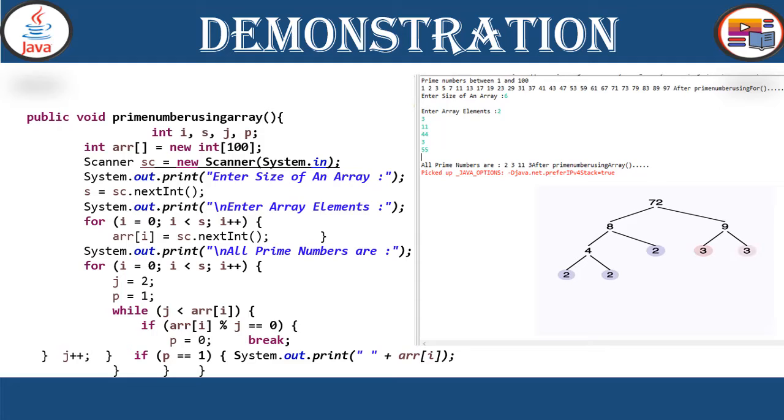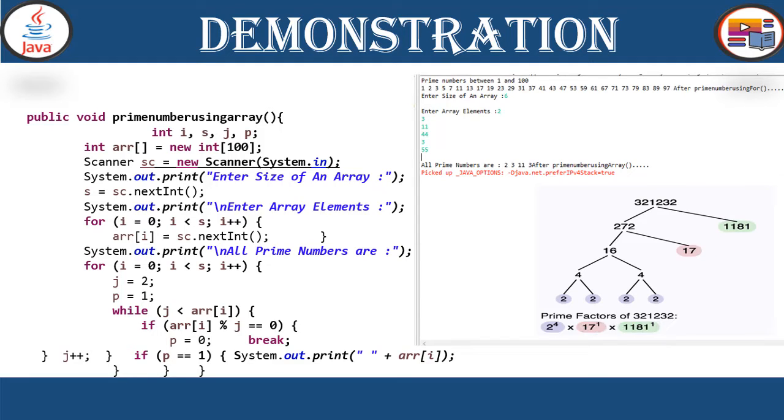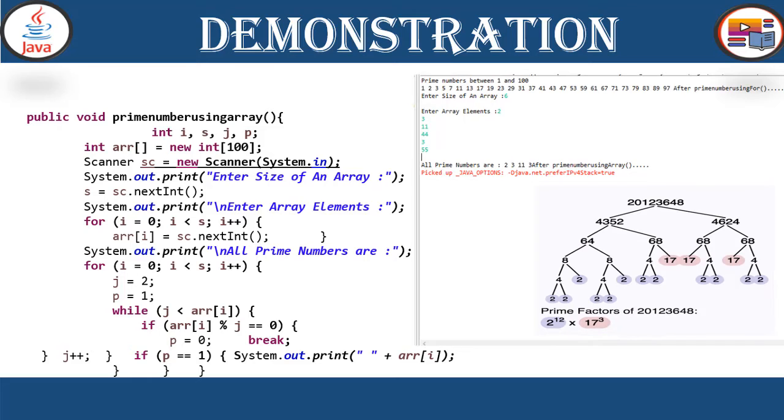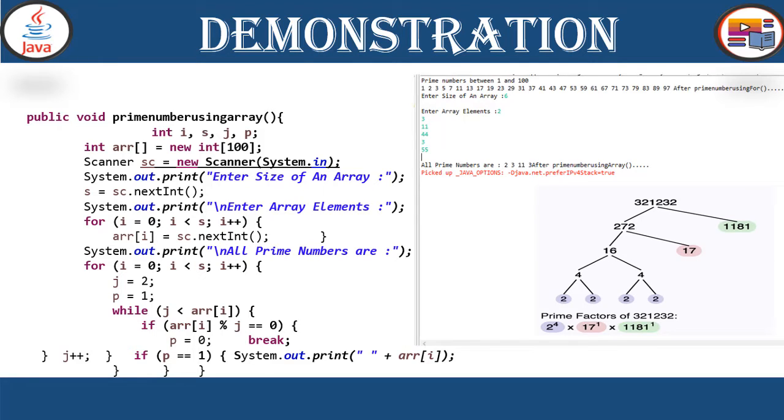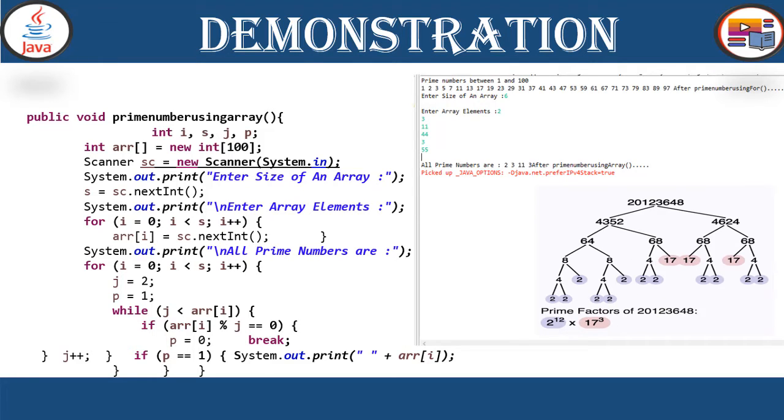So we are going to print only the prime number and break the loop. Once this is done, we ask the user to enter the size of an array and enter some values, and check which of these numbers are prime or not. This is one type of demonstration or implementation you can do using the prime number algorithm.